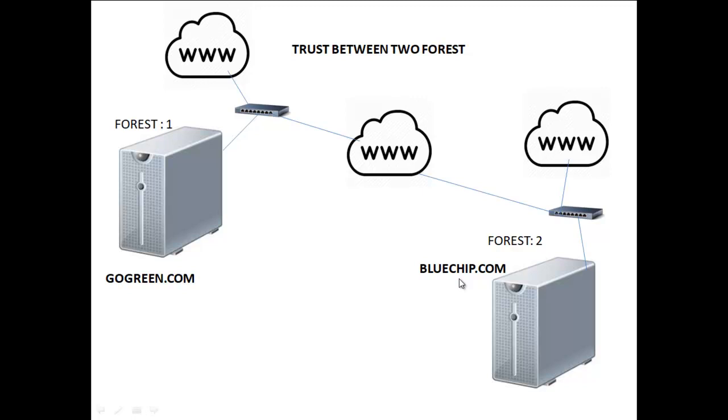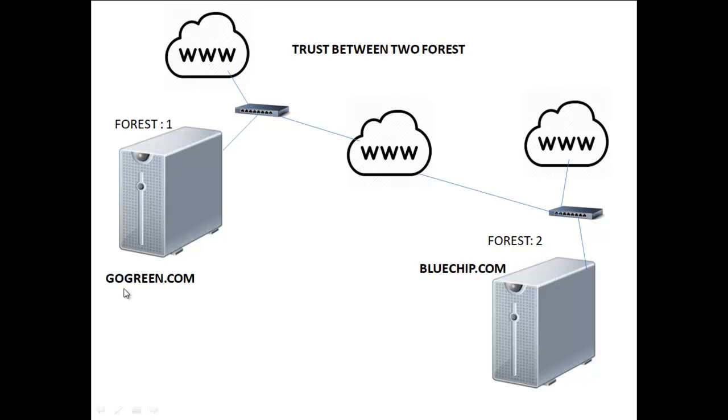If you have a child domain and tree domain inside a forest, they do have an automatic trust. But if they are in a different forest, for example if this is google.com and this is microsoft.com, they don't have a trust between each other.